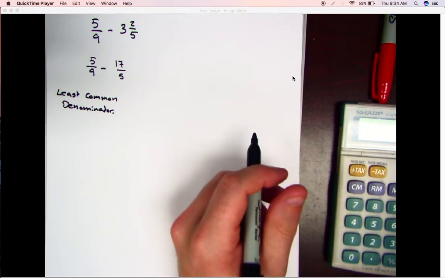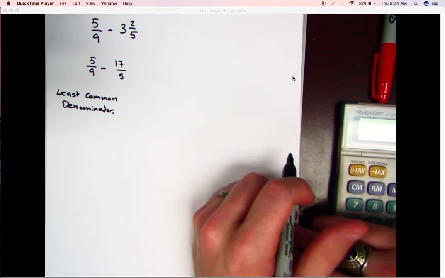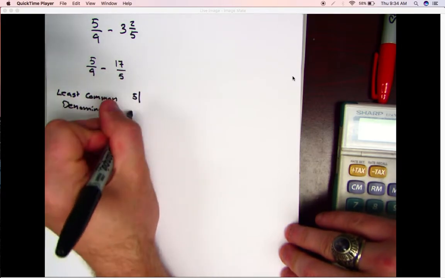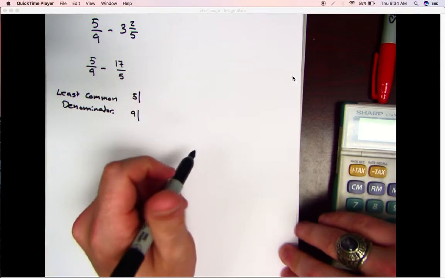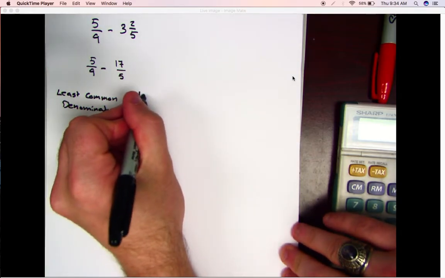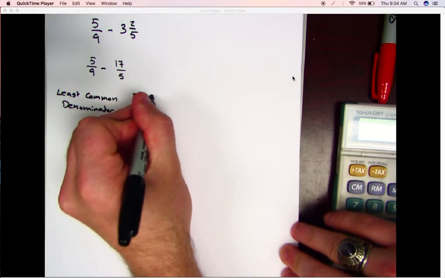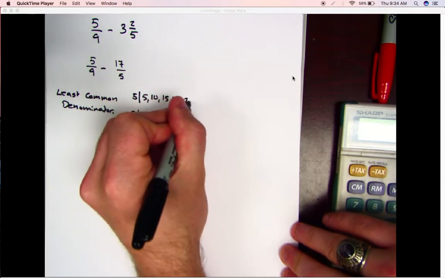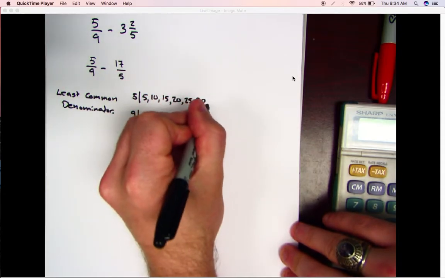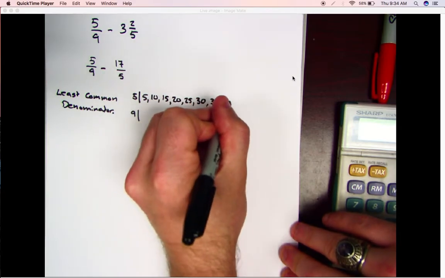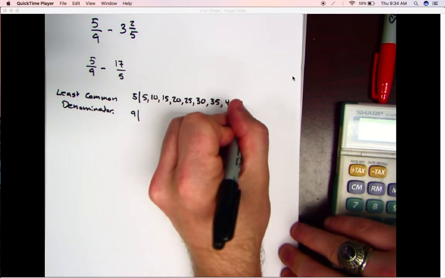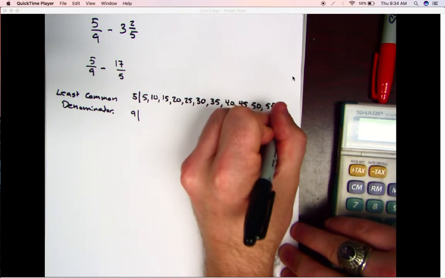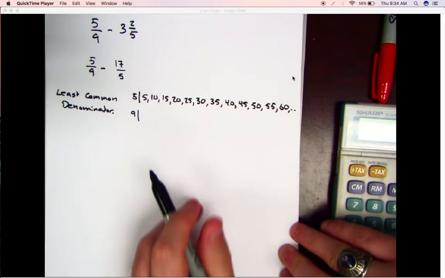Okay. Now, in order for us to find this one, we go back to elementary school. We look at the times tables for 5, and we look at the times tables for 9. Meaning, 5 times 1 is 5, times 2 is 10, times 3 is 15, 20, 25, 30, 35, 40, 45, 50, 55, 60, and so on.